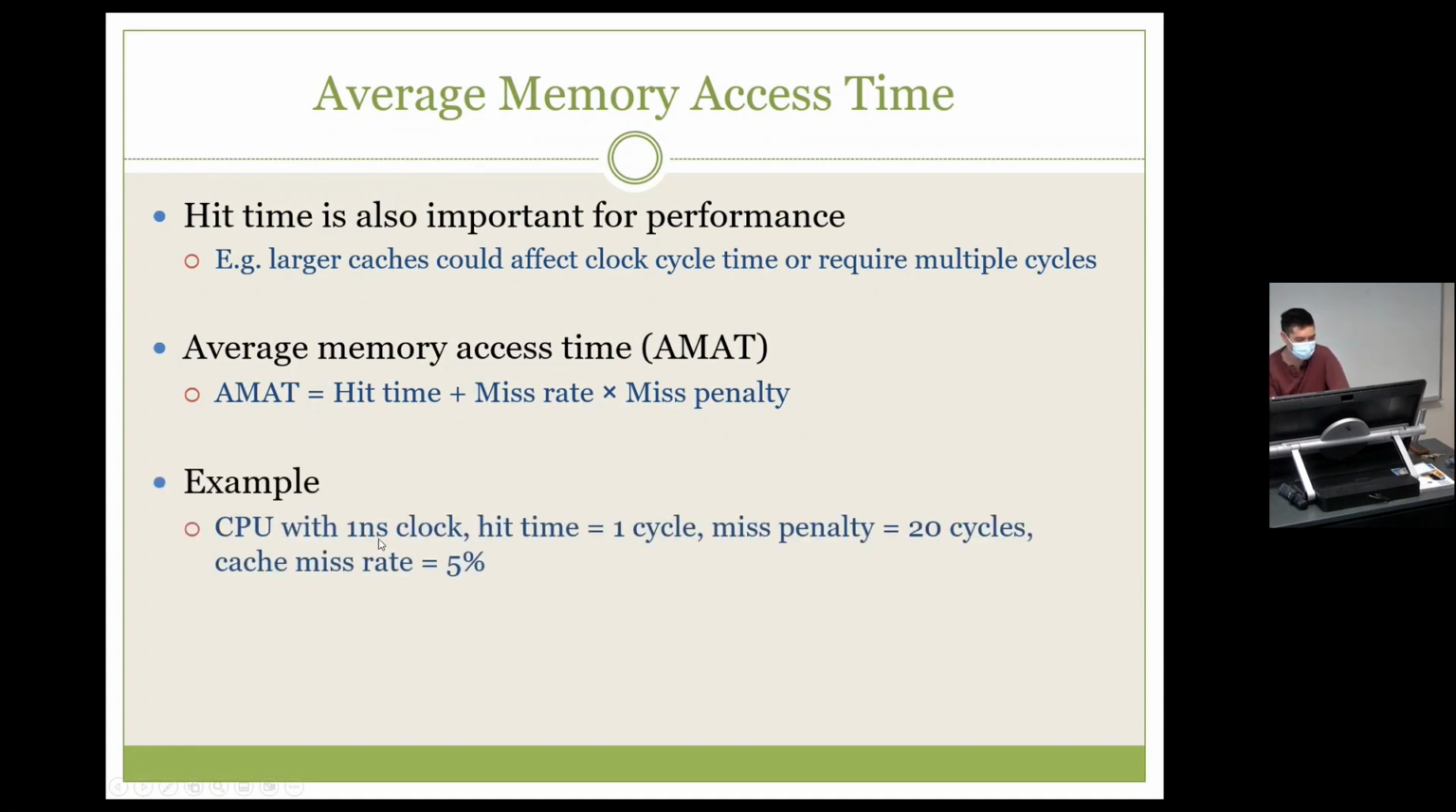Here's an example. If we have a CPU with a 1 nanosecond clock, a hit time of 1 cycle, a miss penalty of 20 cycles, and a cache miss rate of 5%, our average memory access time is 1 plus 5% times 20, which gives you 2. So on average, every time you encounter a memory instruction, it will take you 2 cycles rather than 1.